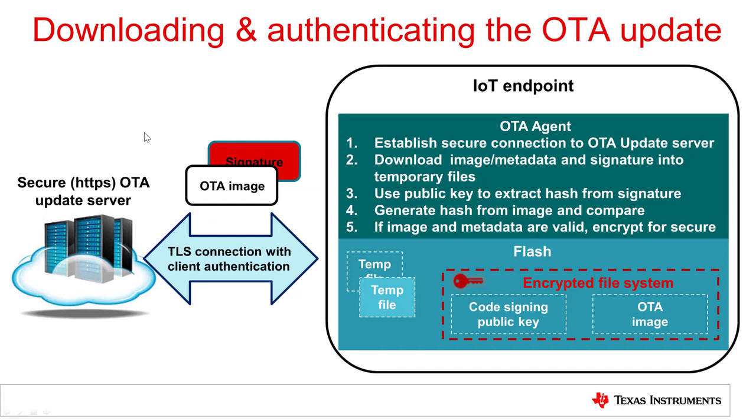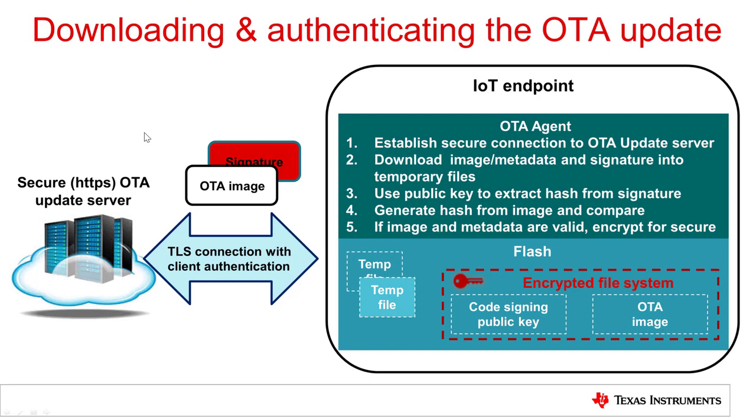Once a signed OTA image is available on the OTA update server, the next step is to have the IoT endpoint device download it and then authenticate it. On the IoT endpoint device, there will be an OTA agent, and this will periodically monitor to detect if there is a new update available. If a new update is available, the OTA agent will establish a secure connection to the OTA update server using TLS, although in some cases the OTA agent may simply use the existing telemetry channel to perform the download.